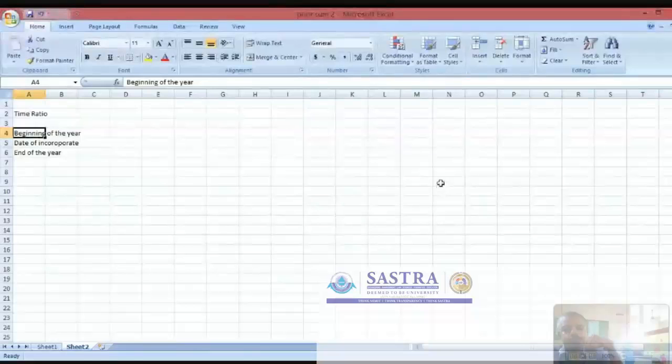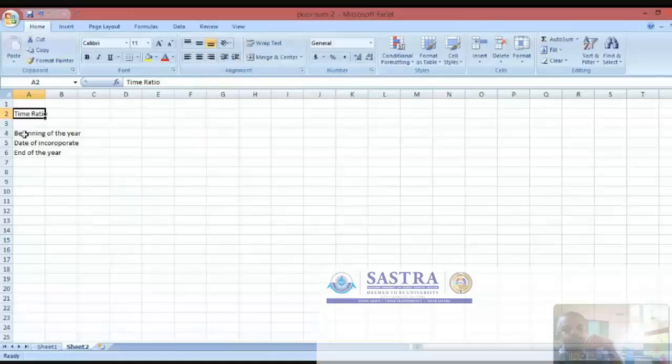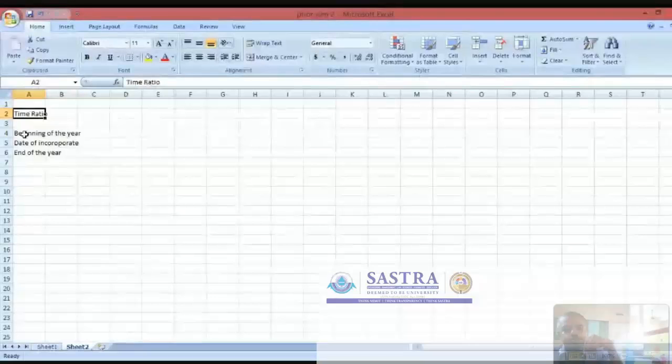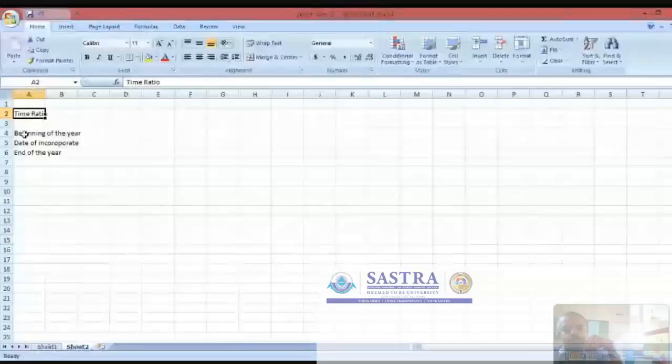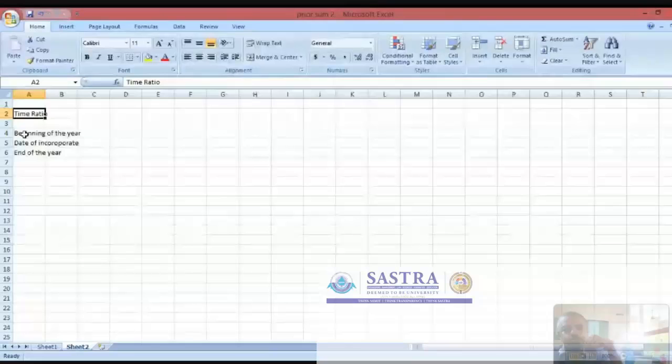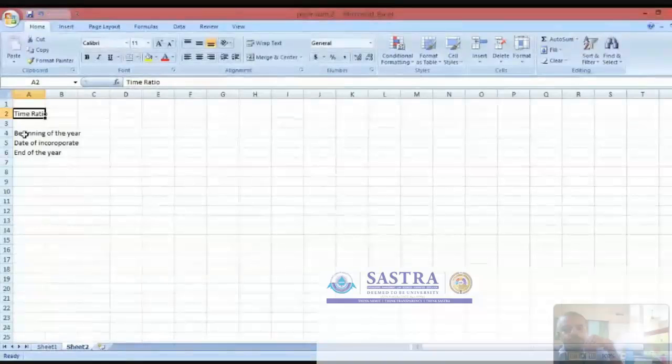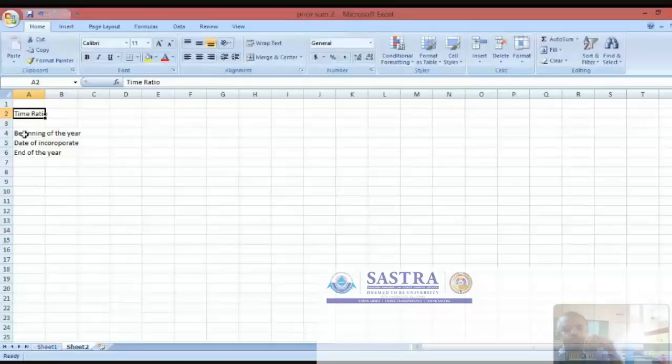Okay. So for time ratio, these 3 dates are very important. Sometimes the question gives the date of incorporation and the date of commencement of business. We don't want information related to commencement of business. We need information only on the date of incorporation. Even if the business commencement is later, on the date of incorporation there is existence of the company, so we can include any expenses and income. So we need only 3 pieces of information: beginning of the year, date of incorporation, and end of the year.